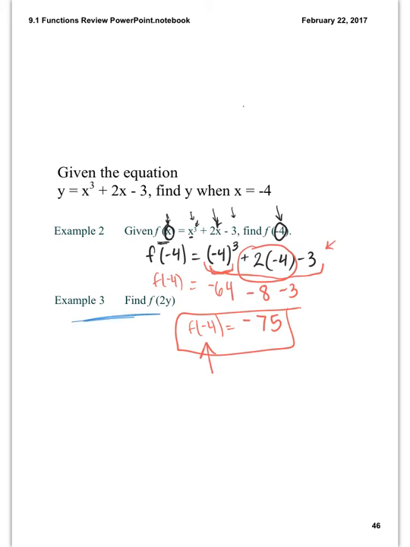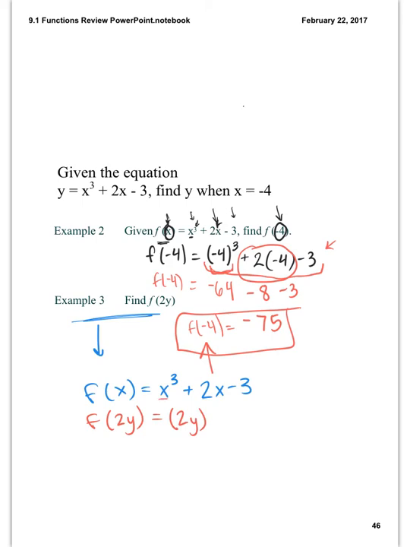Example 3, I kind of ran out of room there. Let's just move it down a bit. It says find the function if we plugged in 2y. So remember, the function is f of x equals x to the 3rd plus 2x minus 3. And now we're finding what will happen if we plug in 2y. So for every x we see, we're going to replace it with 2y.